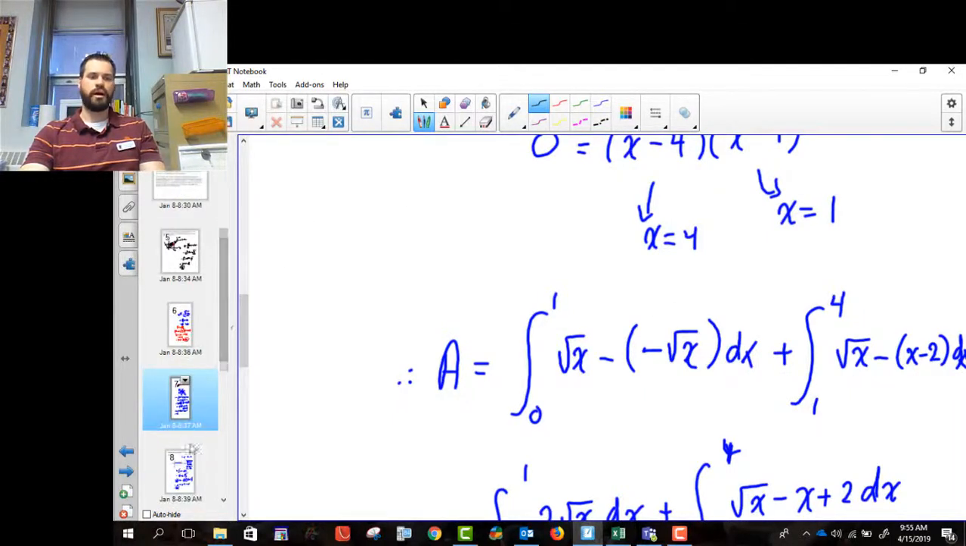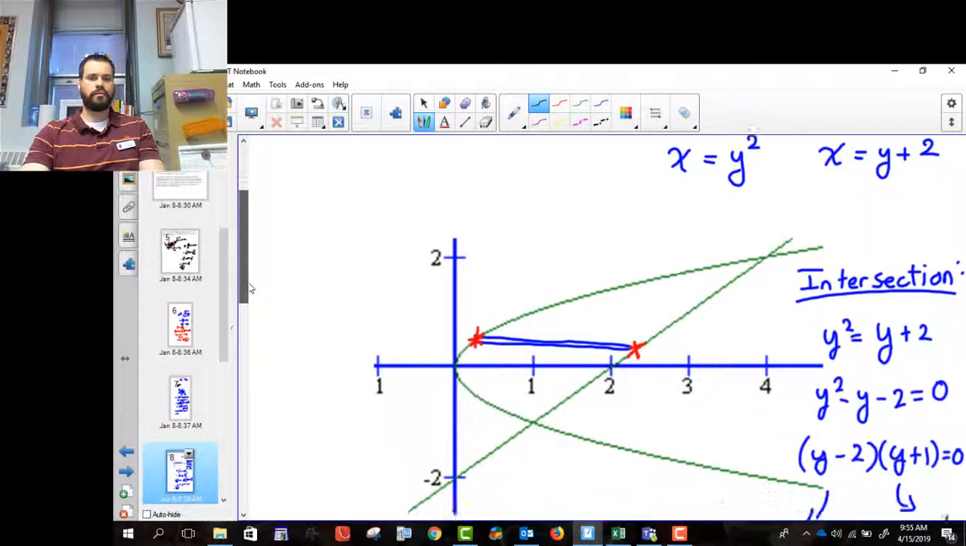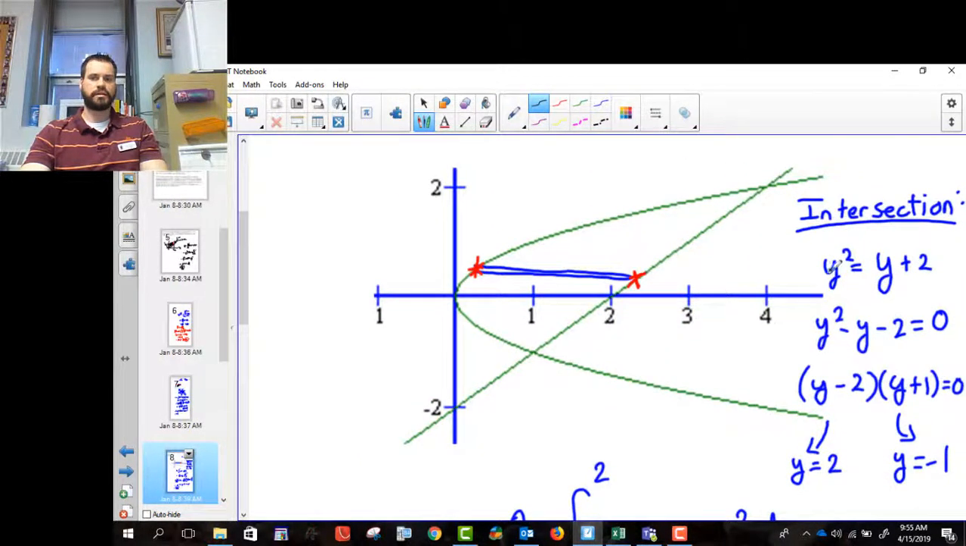If you do it in terms of y, you instead get the intersection in terms of y. So y squared equals y plus 2, and you get minus 1 and 2. Your front function here is the line. The line is x equals y plus 2. So we're going to use y plus 2 as our front function, and the back function is x equals y squared. And I'm saying front and back because we're talking horizontal.